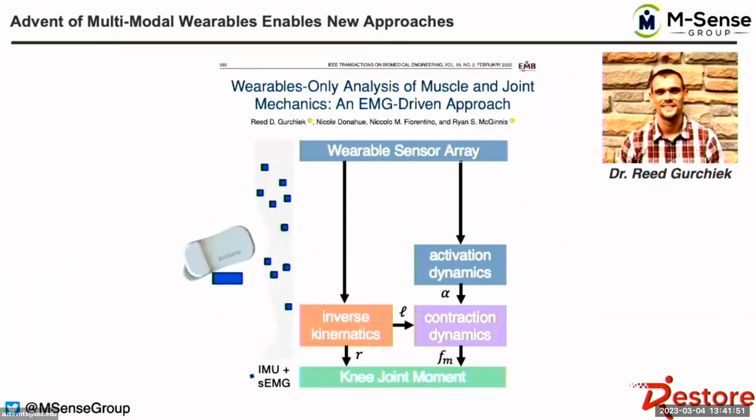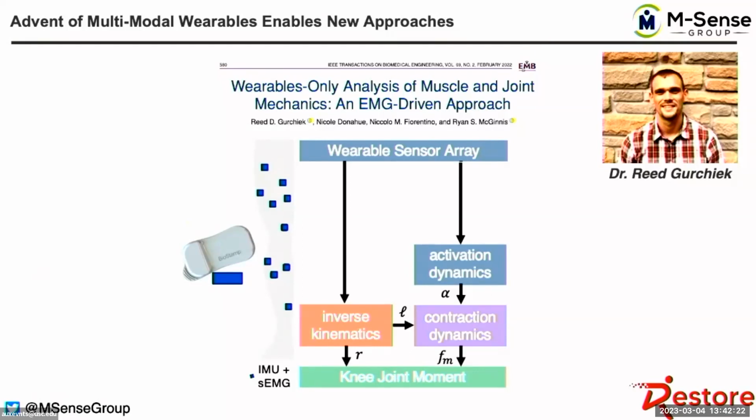There's been a nice advent of multimodal wearable technologies. This is some work that was done by Reed Gerchek, who was a PhD student in my group and is now a postdoc at Stanford with Jen and Scott. And he developed this wearables-only approach for estimating knee joint moments using EMG-driven analysis. Traditionally, if you were to leverage an EMG-driven modeling approach to estimate knee joint moments, you may have to put something like 10 EMG sensors on somebody's leg. And so that's what this would look like. That would be 10 EMG sensors.